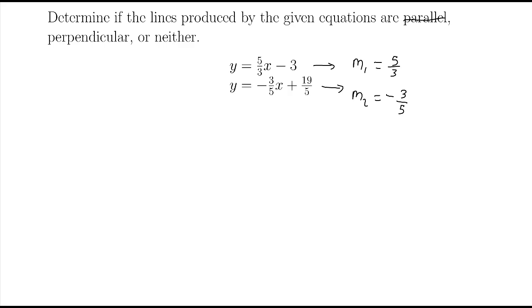Maybe they're perpendicular. Remember, to be perpendicular, they have to have opposite signs. So far we have a positive and a negative. And they have to be reciprocals of each other. Yes, 5/3 is the reciprocal of 3/5. So therefore, we have perpendicular lines.